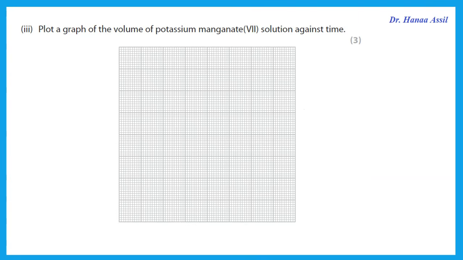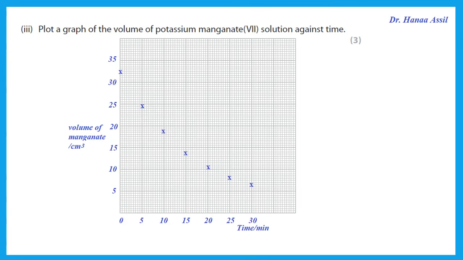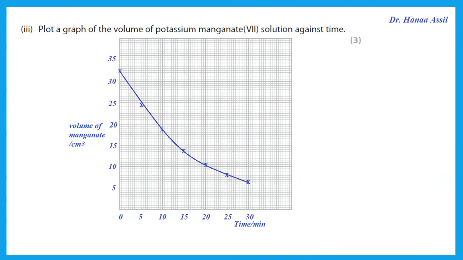Plot a graph of the volume of potassium manganate solution against time. So we have the time in minutes on the x-axis, the volume of manganate in centimeter cubed on the y-axis. Distribute the numbers so that you use as much of the graph paper as possible and plot the points, then join them with a smooth curve.